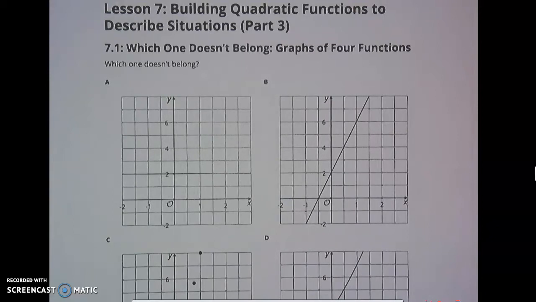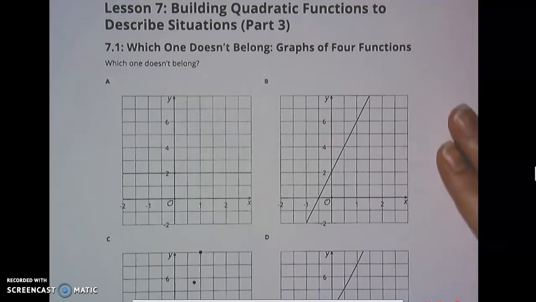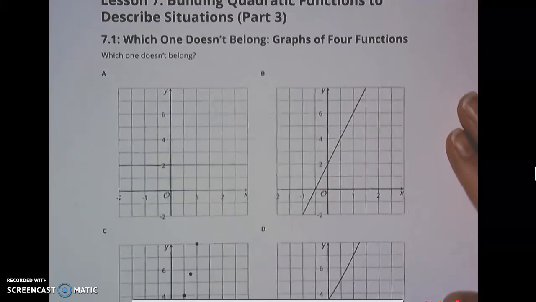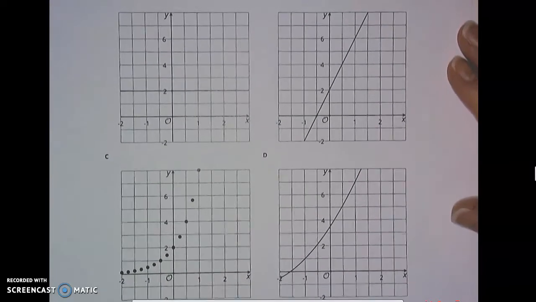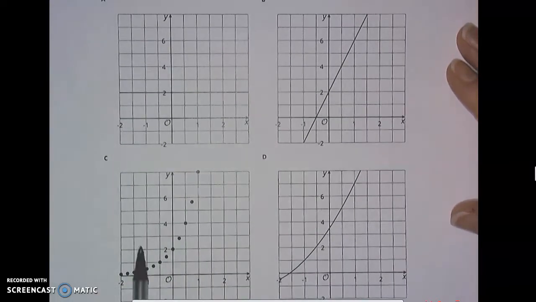Today we're going to be building quadratic functions to describe situations for the third day. And here we go. So which one doesn't belong? We've seen these things before. So we're looking at all four of these graphs. We have graph A, B, C, and D. And remember, each one doesn't belong for a different reason. So you're looking at all four of these and picking just one of them that doesn't belong.